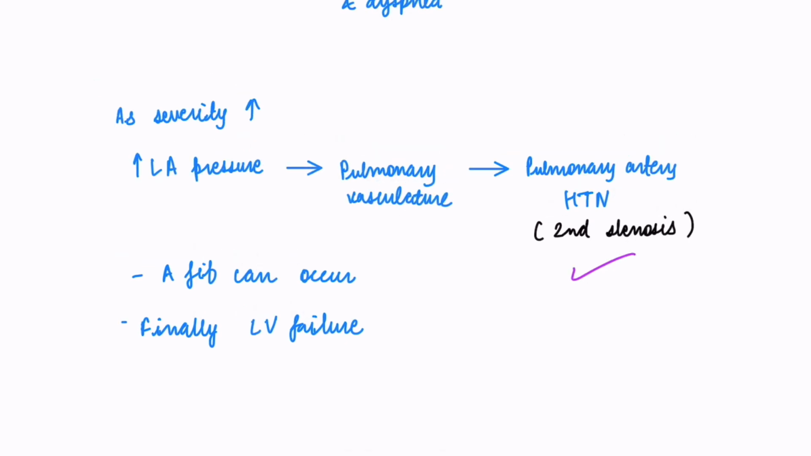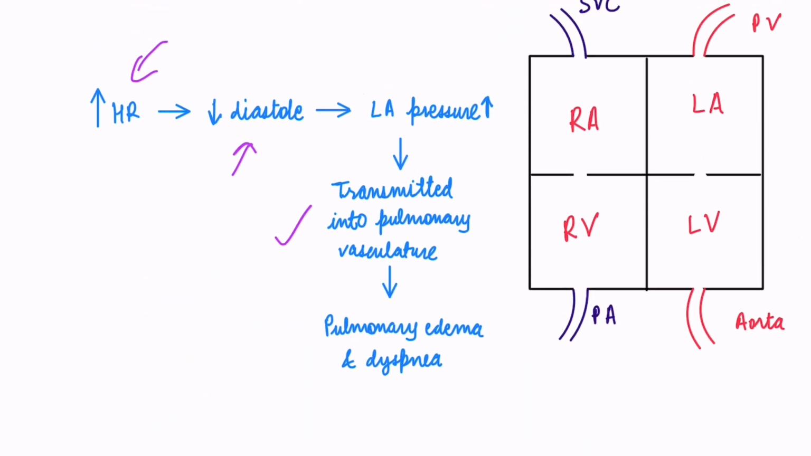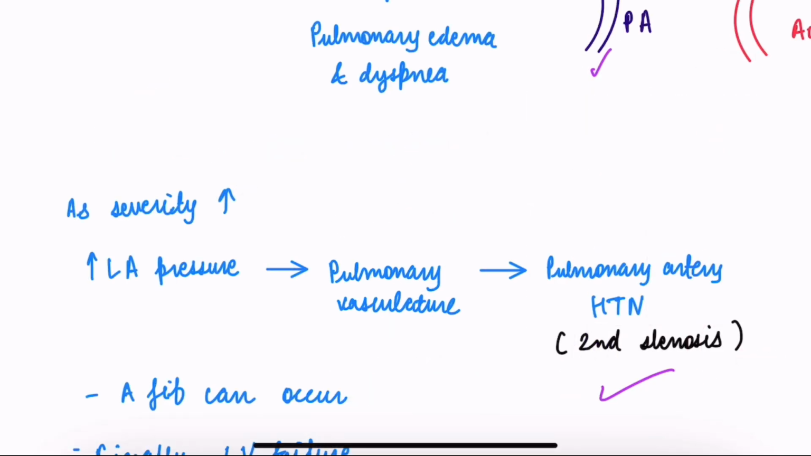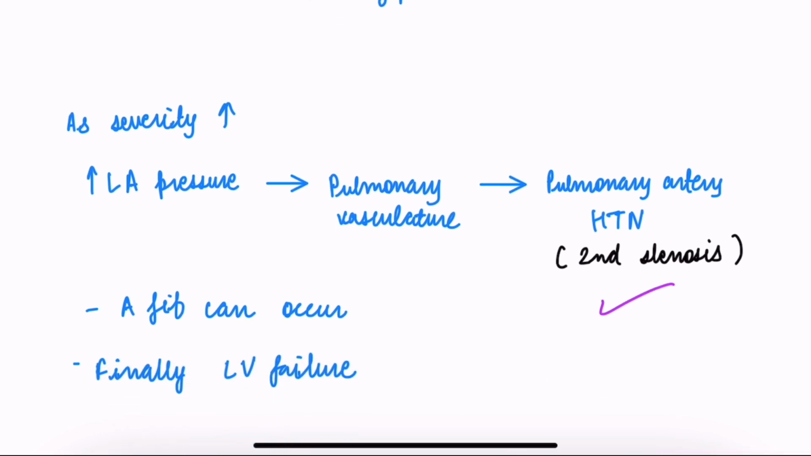Now, this pulmonary hypertension will cause the symptoms of the patient to improve. Why? Because as you can see, the left side of the heart is getting blood from the right side of the heart, and if there is stenosis here, then the left side of the heart will receive less amount of blood, so it will have to pump less. So this pulmonary artery hypertension is causing improvement in the symptoms, but actually it is an indicator of increased severity.